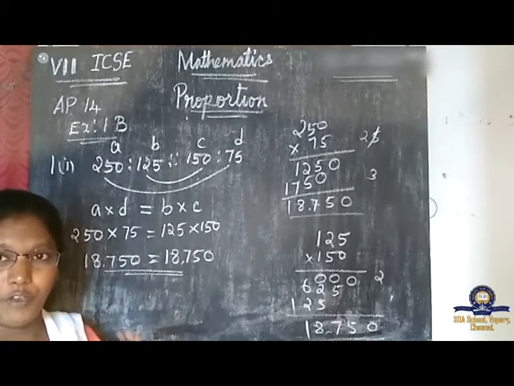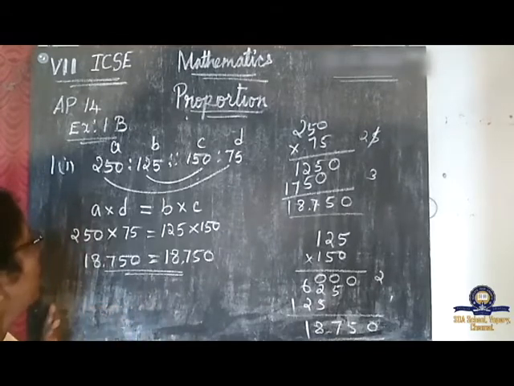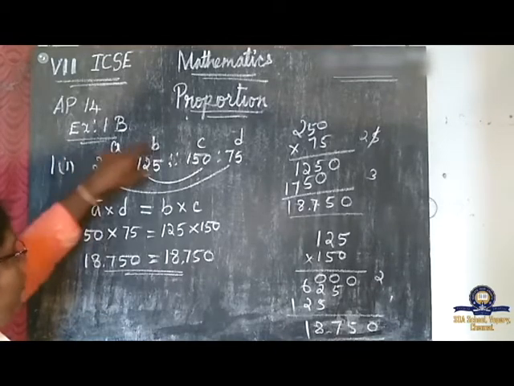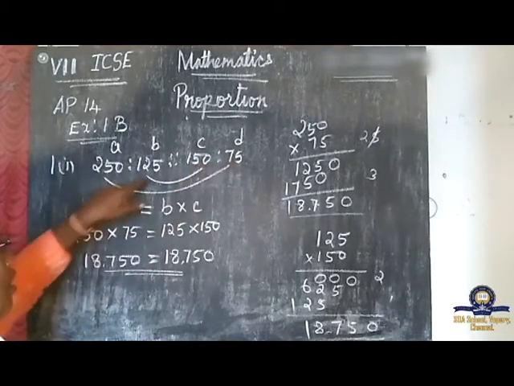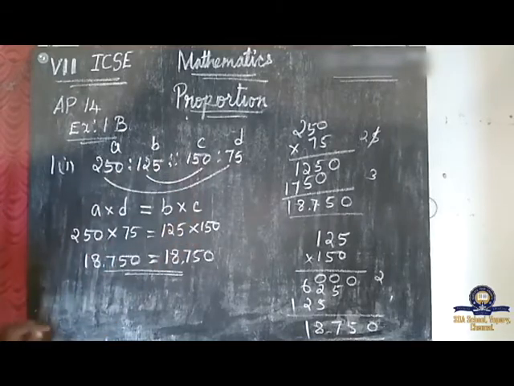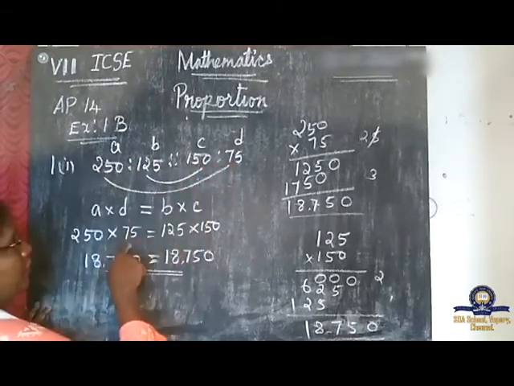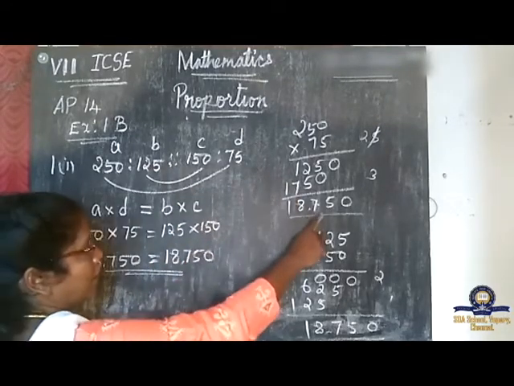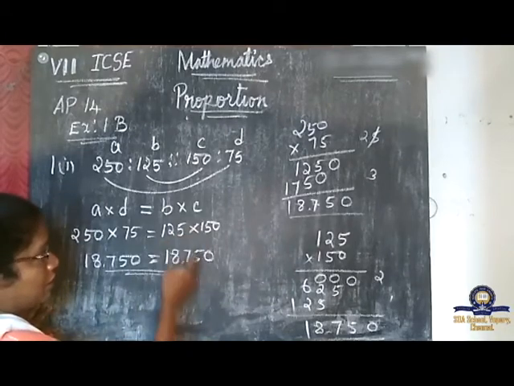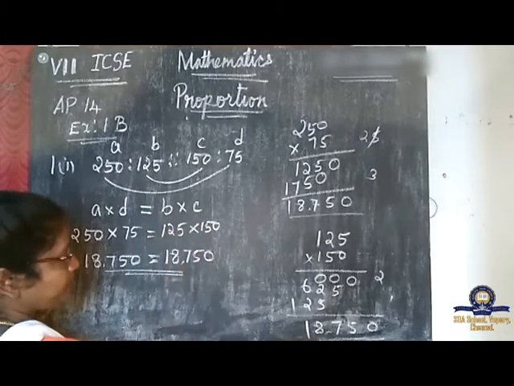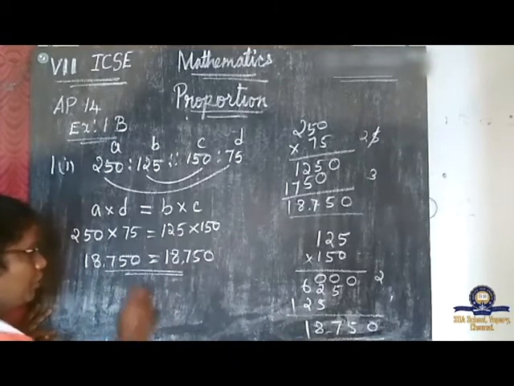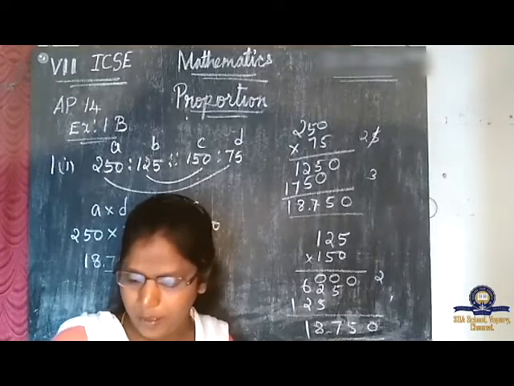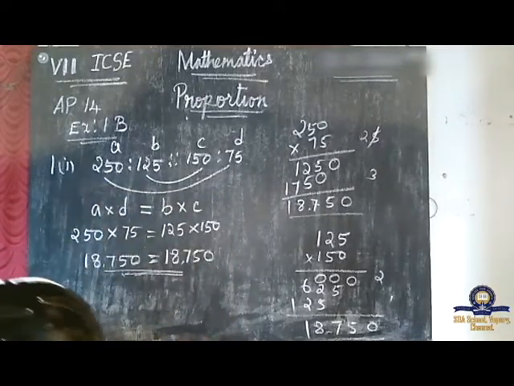That you should keep in mind, okay? Three sums are left to you. You have to write them as homework. Let me explain once again. Product of extremes, A into D. Product of means, B into C. A is 250, D is 75, B is 125, C is 150. When I multiply, I am getting 18,750 here. When I multiply the other side, B into C, I am getting 18,750. So both are equal. Therefore, the statement is true. Understood? Okay.